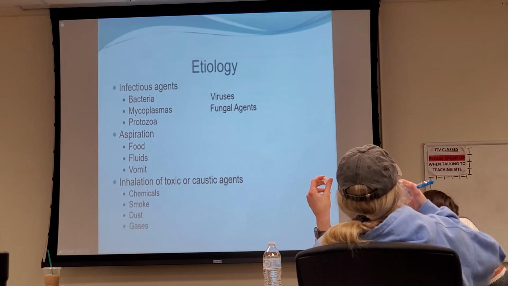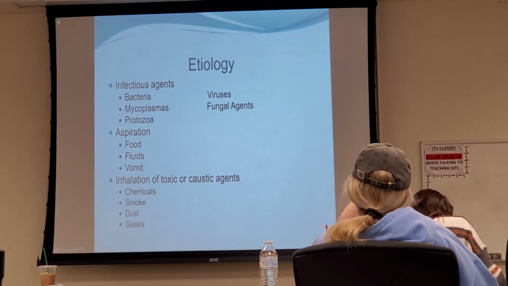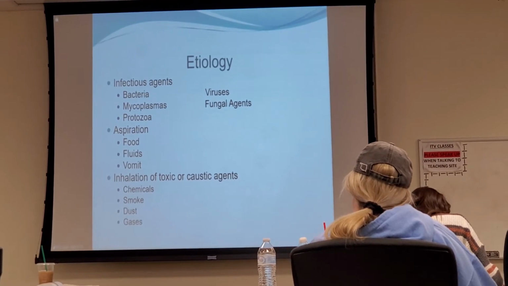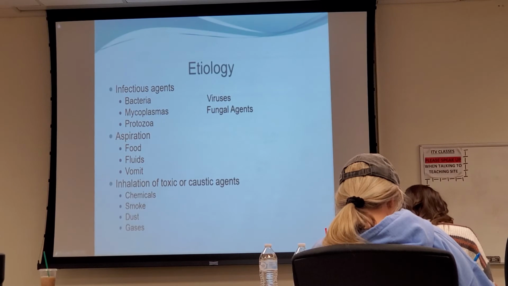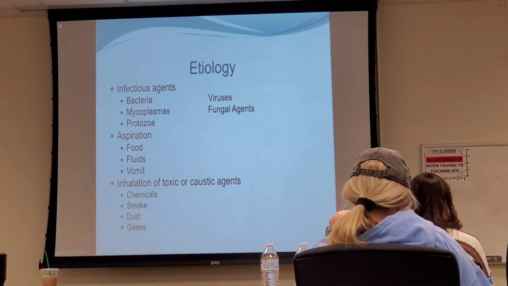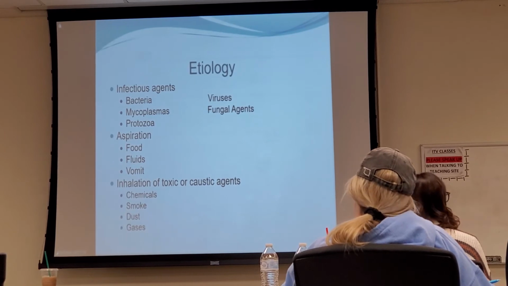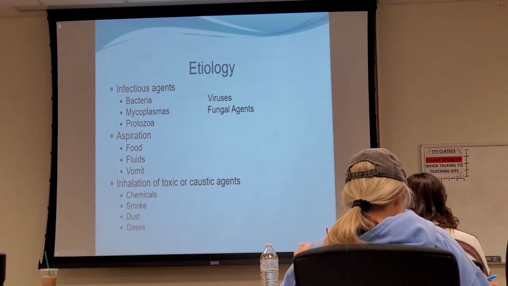And then the third way is inhalation of toxic or caustic agents. So there are chemicals, there are things that we breathe, some that we can see, some that we can't, that can potentially injure the lining of our airway and set off a pneumonia process. But regardless of the nature of the injury, it still produces that same process in the lungs.